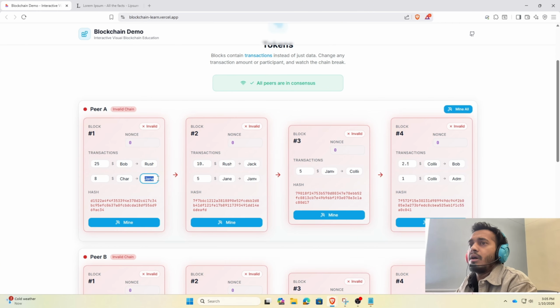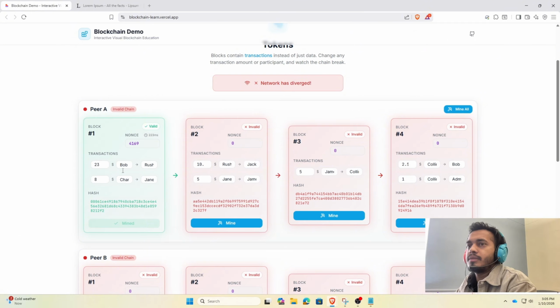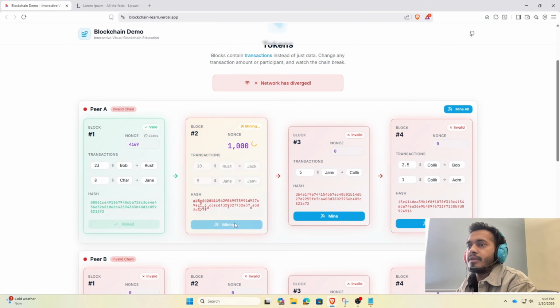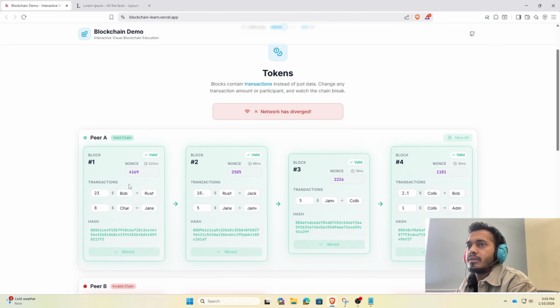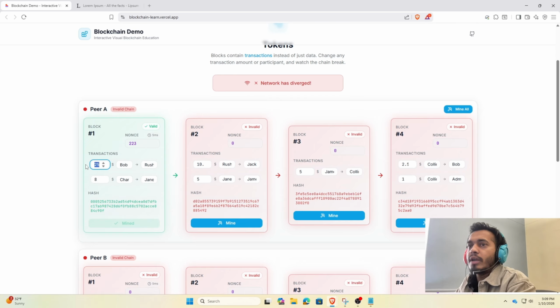So we are transferring from text to some monetary transaction. So we are storing the monetary transaction here as data in the blockchain. Okay, so this is now a valid blockchain, right? If I do the mining, okay. Now the problem here is $25 has been sent by Bob to Ross.